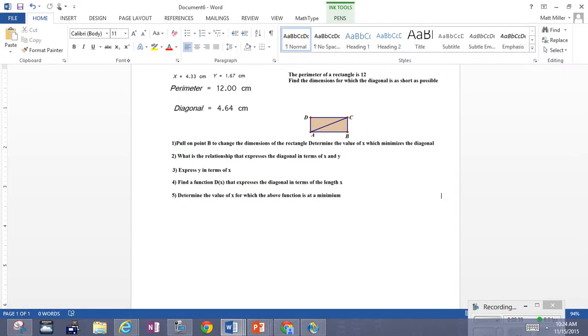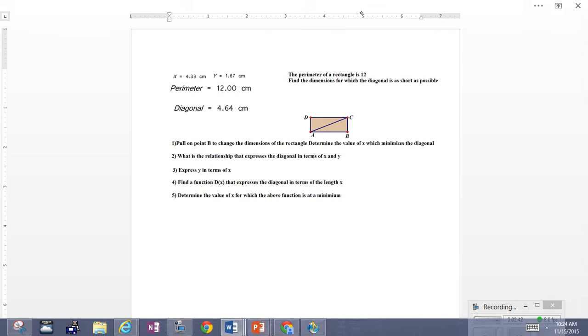So again, I've just captured this here, and we're going to come down and write on it. We're going to call AB x and BC y. And we should agree that twice x plus twice y is the perimeter, which is 12, which says that x plus y is equal to 6. Or if we want, which we will want to do, y is equal to 6 minus x. So we've taken care of this. No, we haven't taken care of this. What is the relationship of the diagonal to x and y?